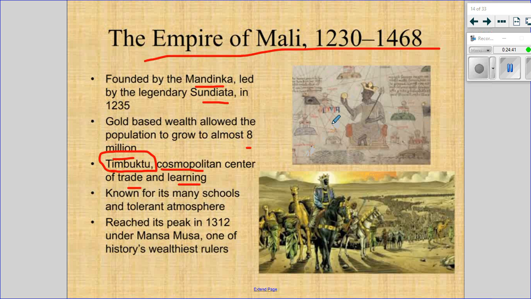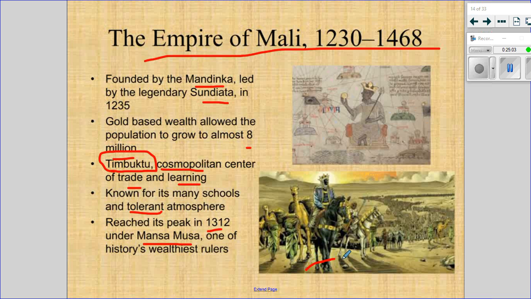It sits at a very convenient bend in the Niger River. It was known for its religious tolerance, and Europeans that visited it talked about how just the rulers there were. It reached its peak under one of the wealthiest rulers the world's ever seen, Mansa Musa, and you can see him here.